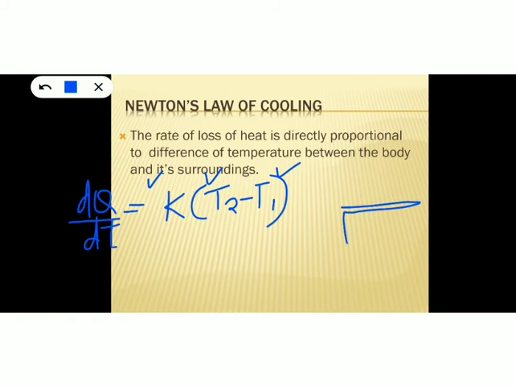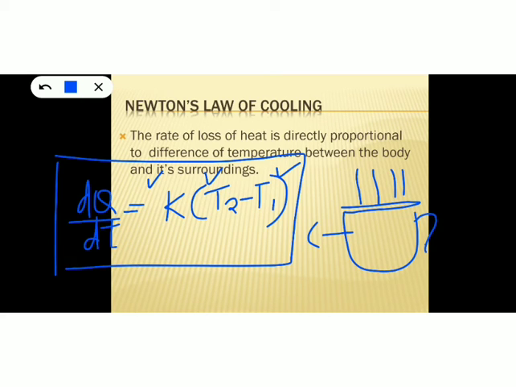If you keep a hot cup of coffee for a long period of time, it gets cold. That means the coffee has lost some of its heat to the surroundings. So the rate of loss of heat from this cup of coffee is proportional to the difference of temperature between this cup and the surroundings. That is Newton's law, and this is the mathematical expression for Newton's law of cooling.